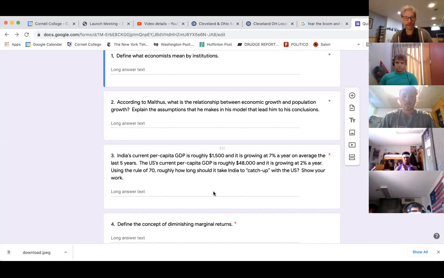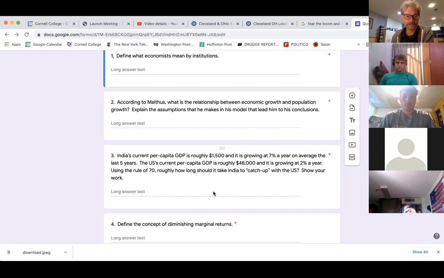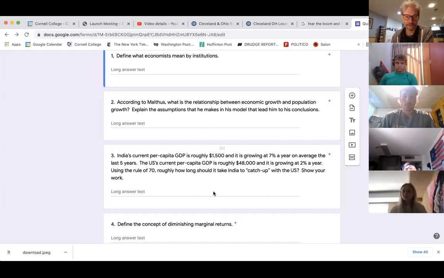Okay, question number three. India's current per capita income is about $1,500, and they're growing at 7% a year. The U.S. is about $48,000, and it's growing at 2% a year.